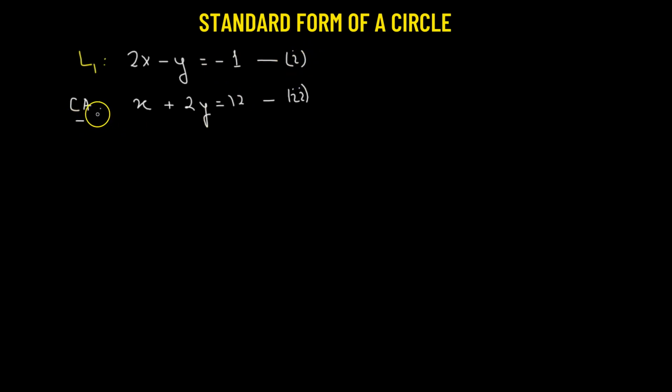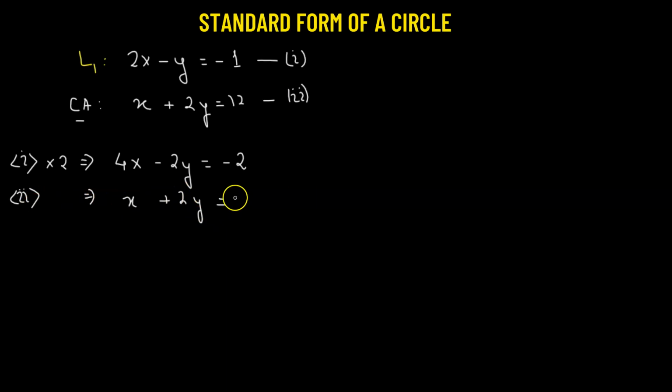And then we have the equation of line CA, which is perpendicular to line L1. So that's x plus 2y equals to 12. So what we'll do, we'll use the method of elimination first to eliminate y. So let's take equation number 1 and multiply each term with 2. So we're going to get 4x minus 2y equals to negative 2. Then we'll take equation number 2 and keep it as it is. So this is going to be x plus 2y equals to 12.